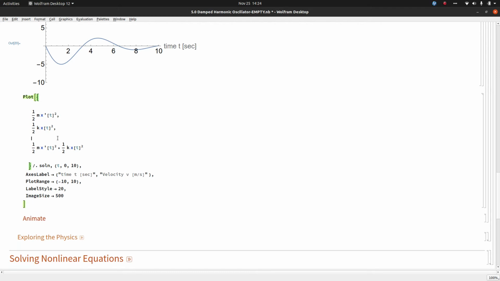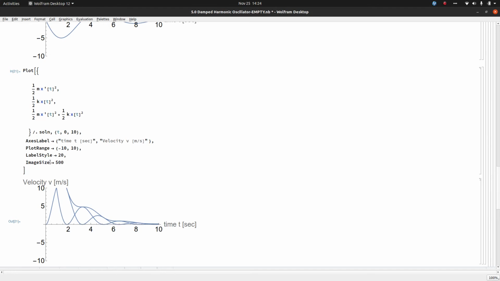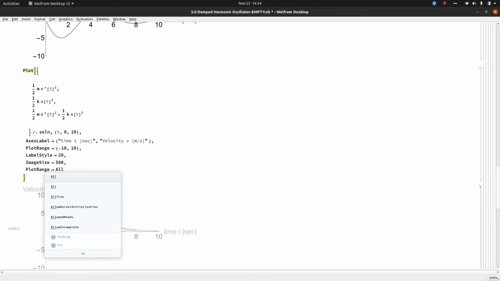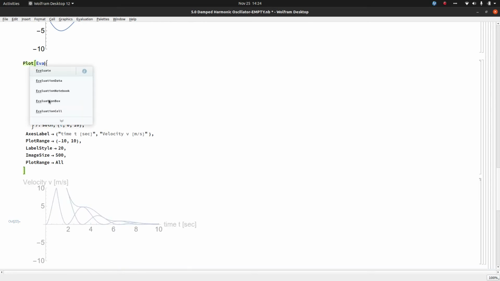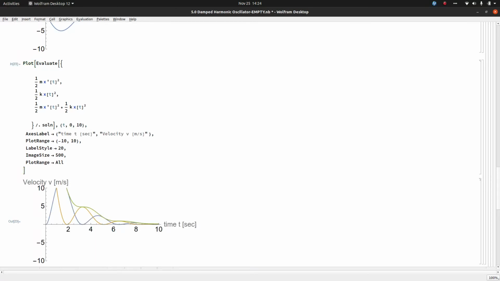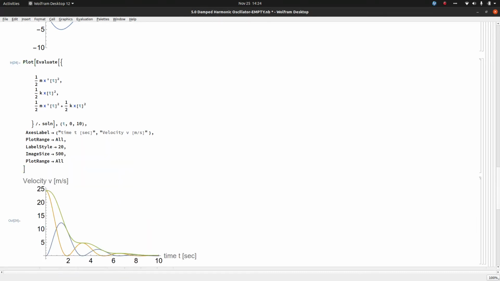Now, I think I'm going to try this, but I think if I plug in, it's going to get confused. Oops. Let's make sure we plot the full range of this. Yeah, it's getting a little bit confused here. I'm going to wrap this whole thing in an evaluate function, which should separate out the different terms here. Yeah, that looks quite a bit nicer. I'm going to make the plot range go to all.